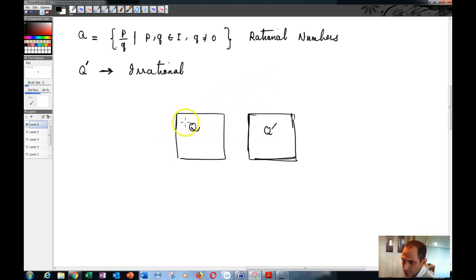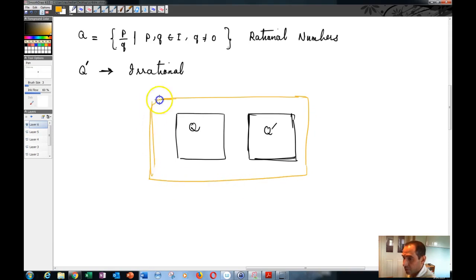And then if you put these two sets of numbers together, when you do that, you get the set of real numbers, which is denoted by R most of the time with this kind of thing.